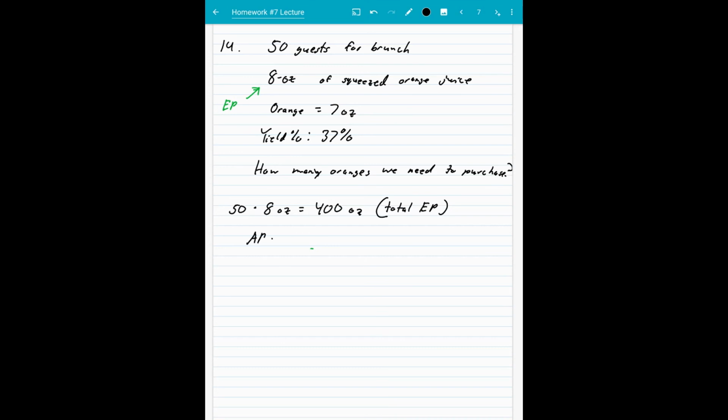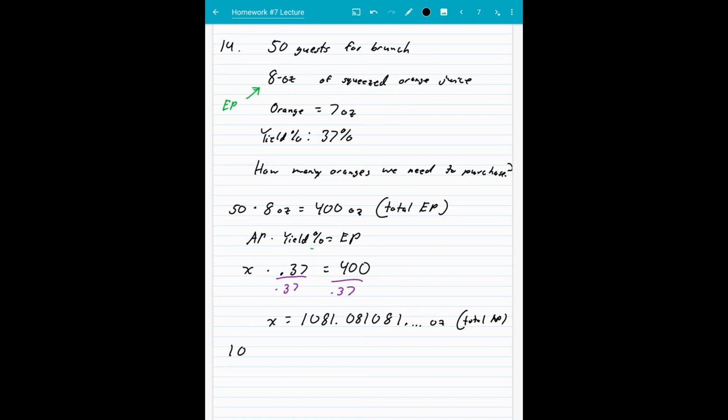Again, remember AP times yield percentage equals EP. So our AP we don't know. Our yield percentage is 0.37. Our total EP is 400 ounces. You can divide both sides by 0.37. 400 divided by 0.37 gives us an infinite number in the calculator. X equals 1081.081081, and it's going to keep going. Store that number in your calculator and keep it there, because that's the number we're going to use to figure out how many oranges. That's our ounces, and that's our total AP.